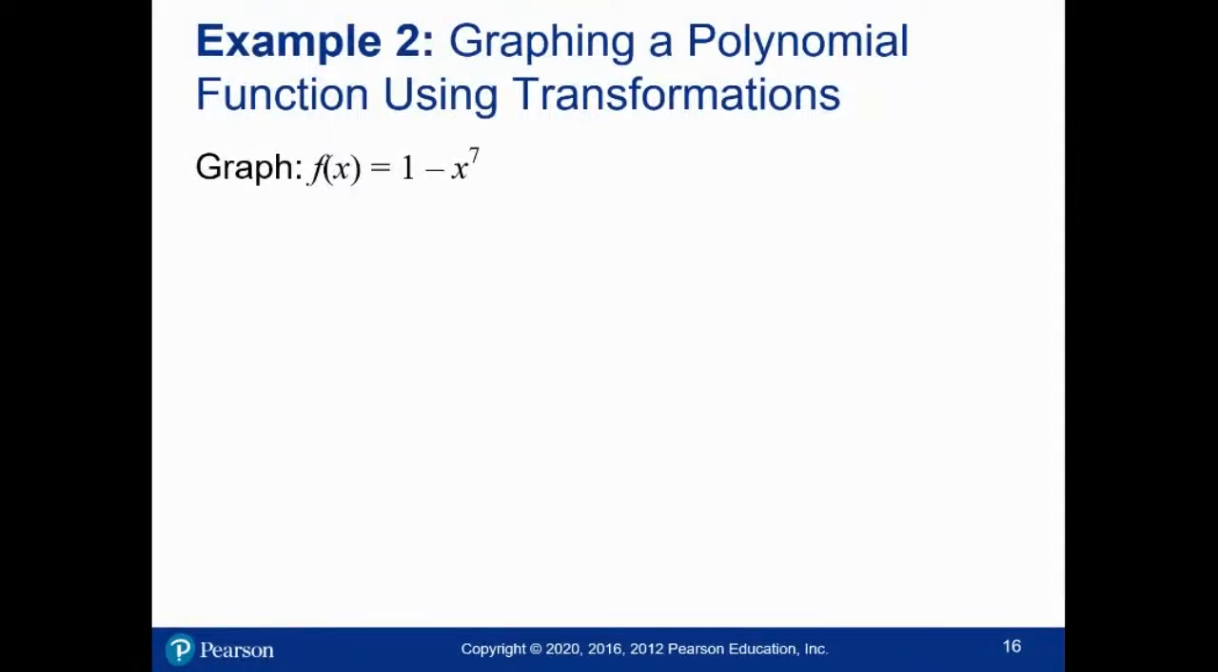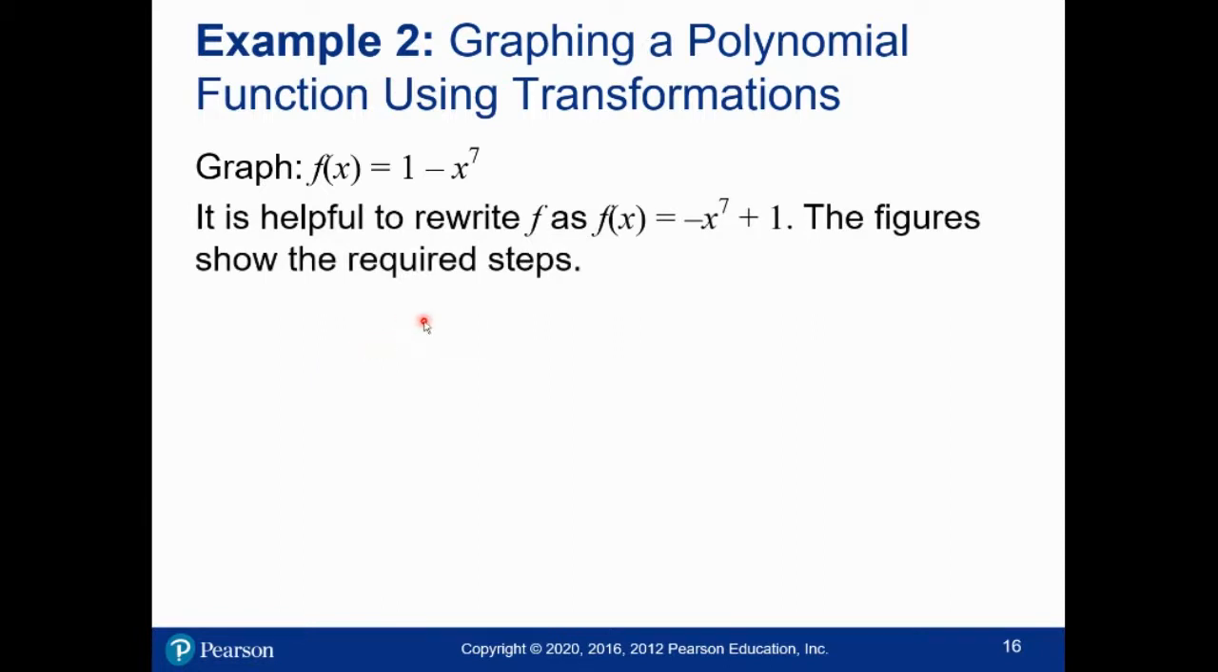Welcome back. We're still in section 4.1. We're learning about rational functions, and now we're going to learn how to graph some of them. Let's take a look. What's helpful is to write it in this form that they give here, negative x to the 7th plus 1. And here are the steps in graphing it.